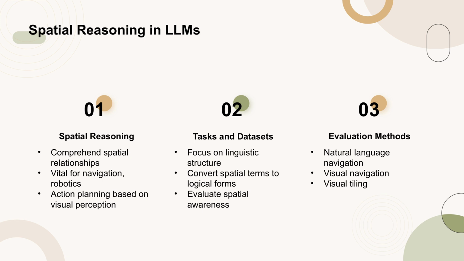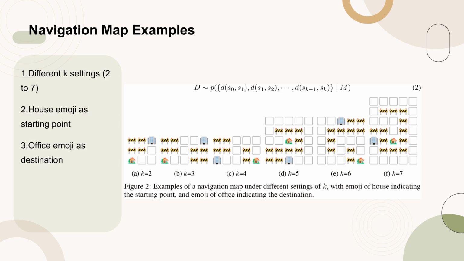To accurately measure spatial awareness, tasks such as natural language navigation, visual navigation, and visual tiling are used. These tasks test the model's ability to navigate and reason about geometric shapes, providing a comprehensive evaluation of spatial reasoning skills. Figure 2 illustrates various configurations of a navigation map under different settings of K, ranging from 2 to 7. Each example uses an emoji of a house to represent the starting point and an emoji of an office to represent the destination. These examples help visualize the route planning task and the next step prediction task as defined in the equations.